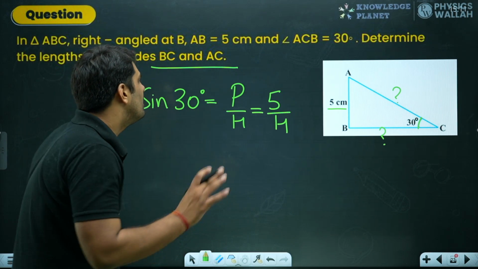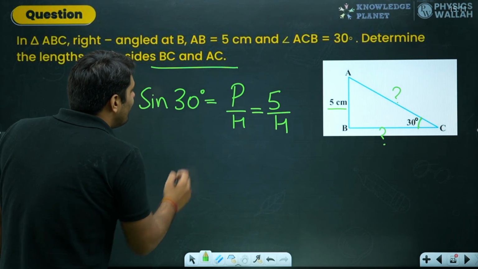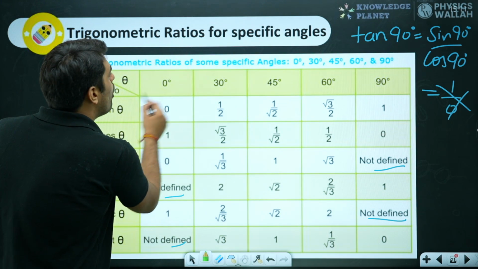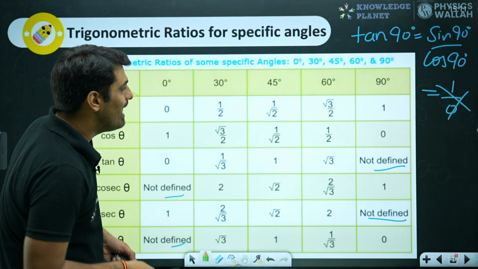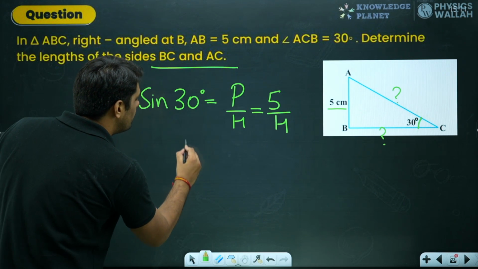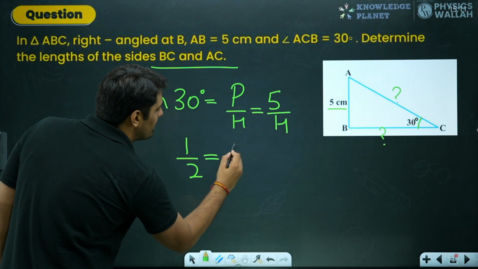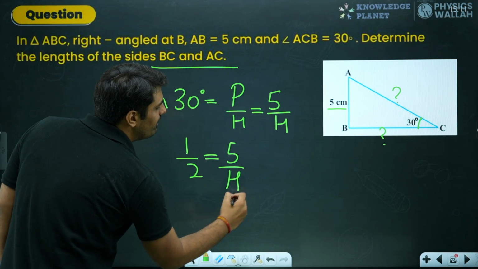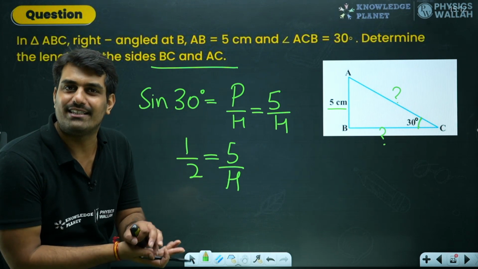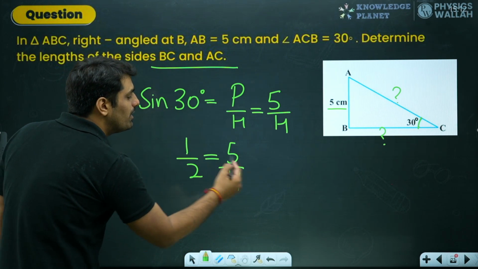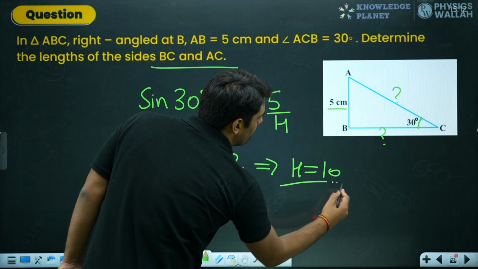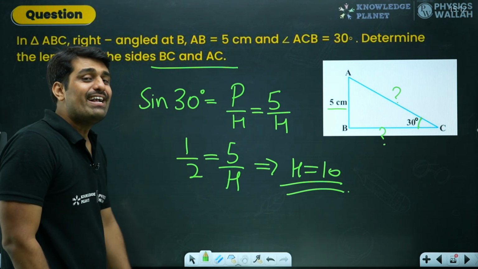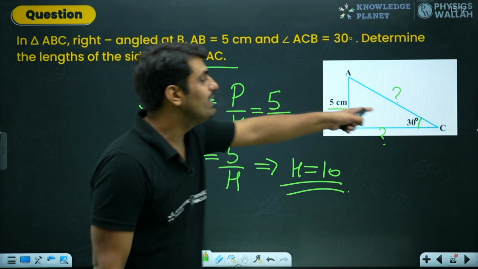So sine 30 degrees, since you don't know, let me show you over here. Sine of 30 degrees is 1 by 2. I'll use it in this question. 1 by 2 equals 5 by h. I hope this is not that difficult, just like the division of two fractions. Very simple thing, you can do the cross multiplication, and from here you can find out the value of h as 10. I have found out one side for you, which is side length AC.